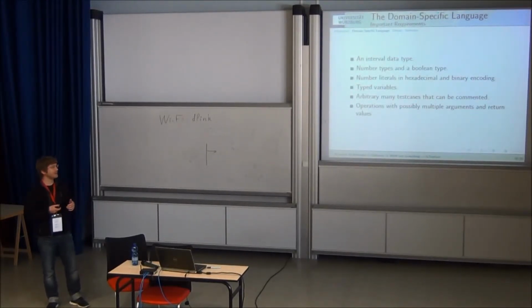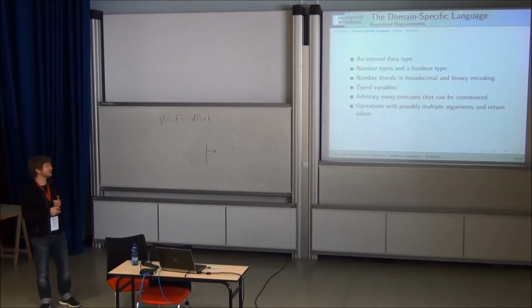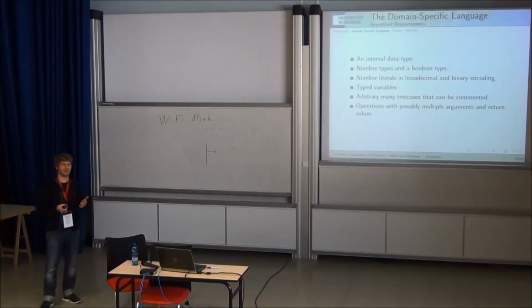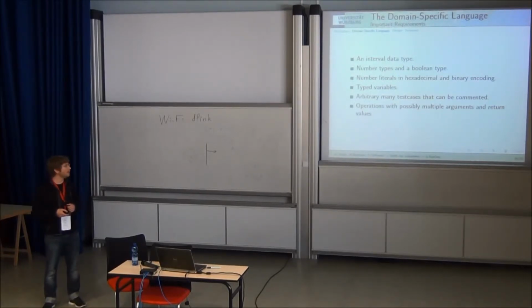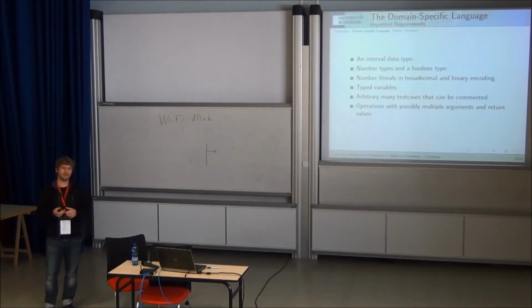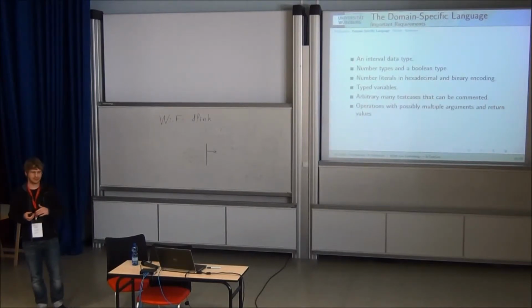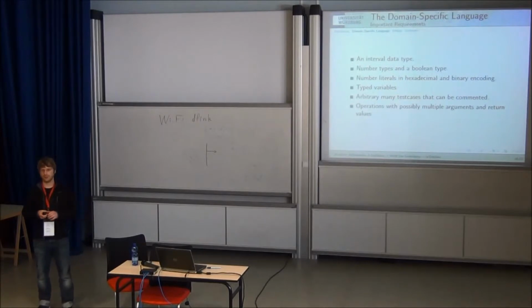Okay. The important requirements for this domain-specific language are, of course, an interval data type. We need that. Then there are number types and the Boolean type. We need that for result types and for the lower and upper bounds and stuff. We also have to consider that the number literals have to be given in hexadecimal binary format, because sometimes we can't rely on the conversion of the decimal floating point number we have entered, because there could be errors introduced there.